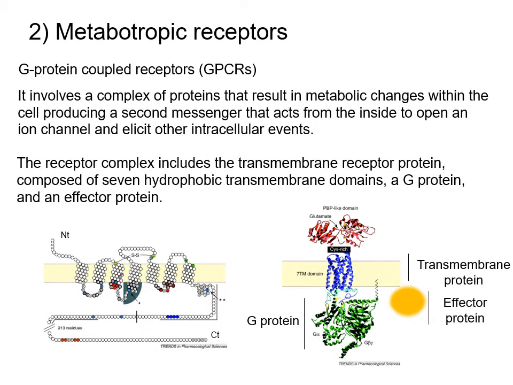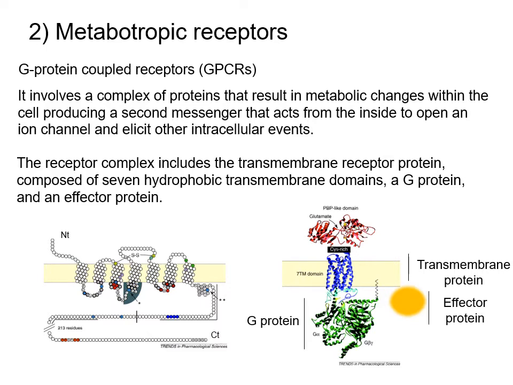So next we have the metabotropic receptors, also known as G protein coupled receptors or GPCRs. These are receptors that involve a complex of proteins that result in metabolic changes within the cell, and they're characterized by the production of a second messenger that acts from the inside of the cell to open an ion channel and or elicit other intracellular events. And we will see some examples of that.